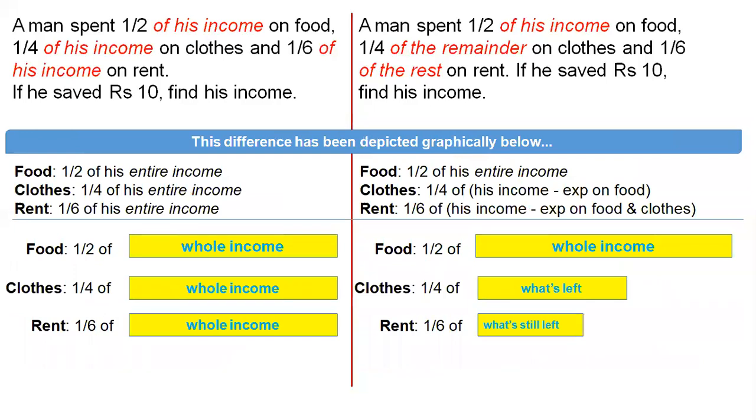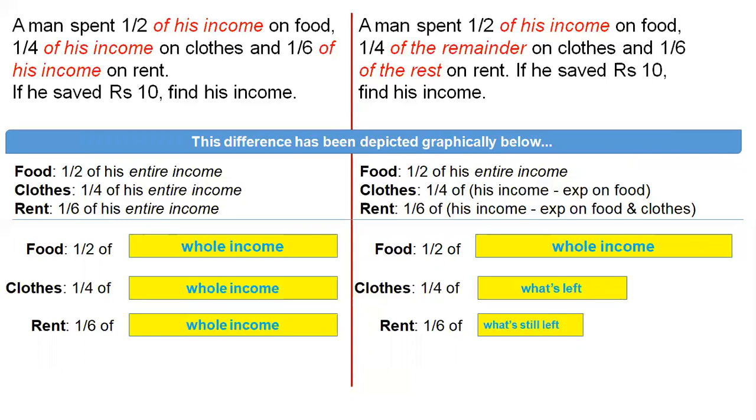Now we have depicted it using graphical methods. Look at the left side. The rectangle represents his whole income, his full income. The quantity is represented by a rectangle. So food is 1/2 of that rectangle, clothes 1/4 of the same rectangle, and rent is 1/6 of the same rectangle.